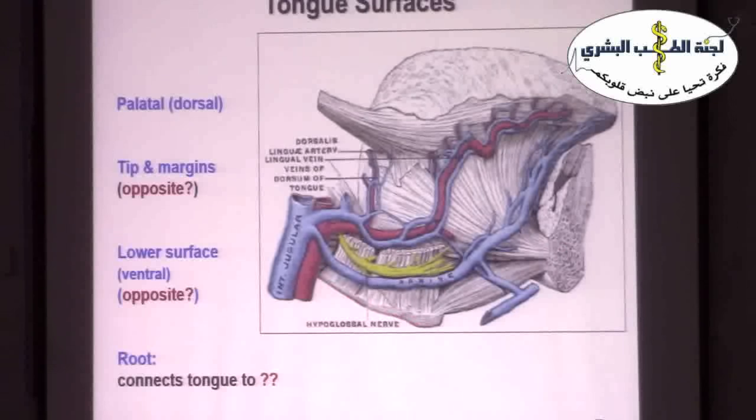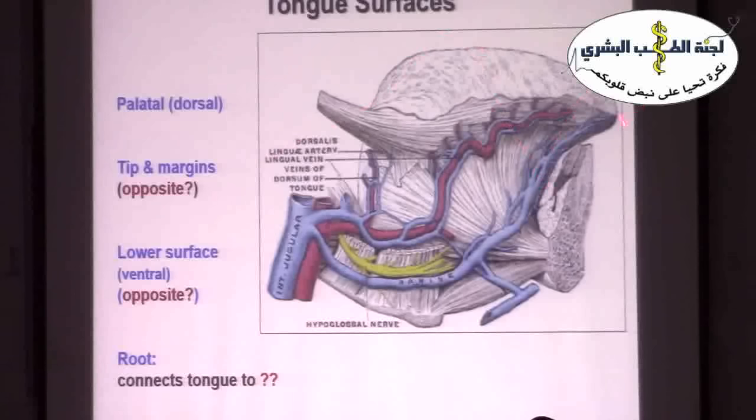Hyoid. Okay? To the hyoid. So this is the root of the tongue. The root of the tongue is the bar which connects the tongue anteriorly to the mandible and posteriorly to the hyoid bone. And it's responsible for movements of the tongue.